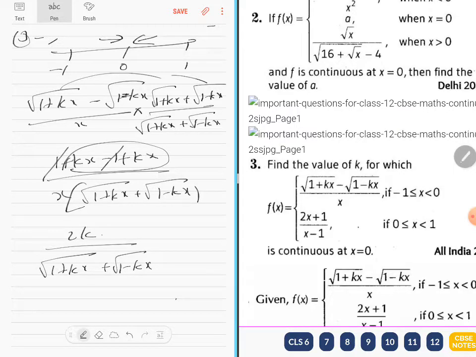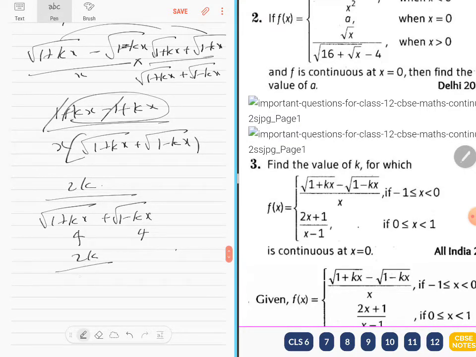Now if you substitute x as 0, is the denominator becoming 0? No. Until then, you have to do something so that you can substitute x as 0 here, because we are approaching only 0, right? So 2k by root 1 plus root 1 is 1 plus 1, 2, and the 2s get cancelled, you get k. So your left limit answer is k.